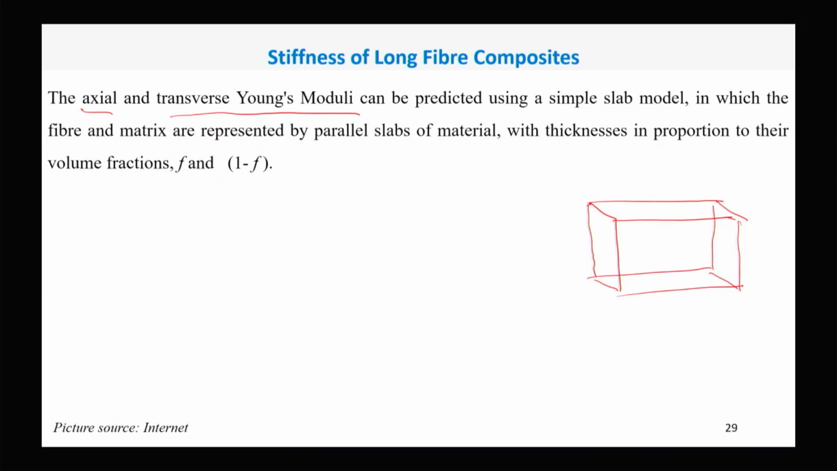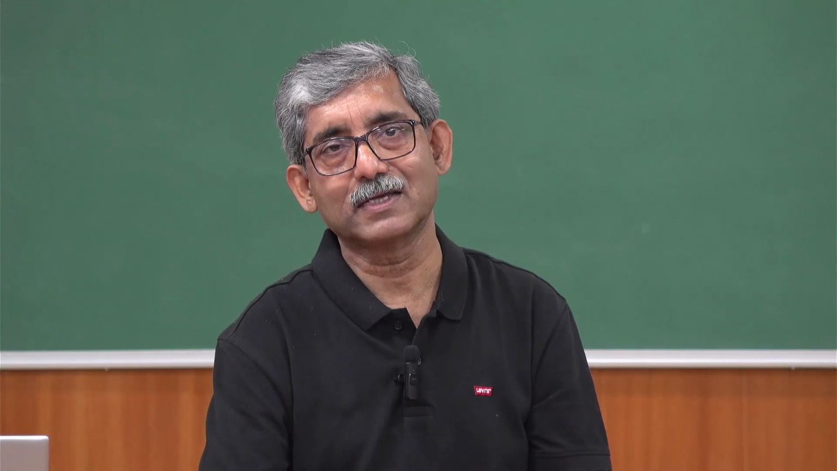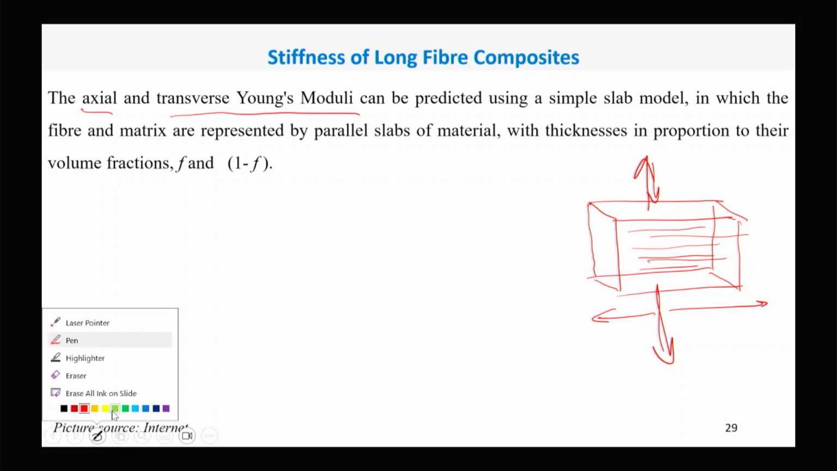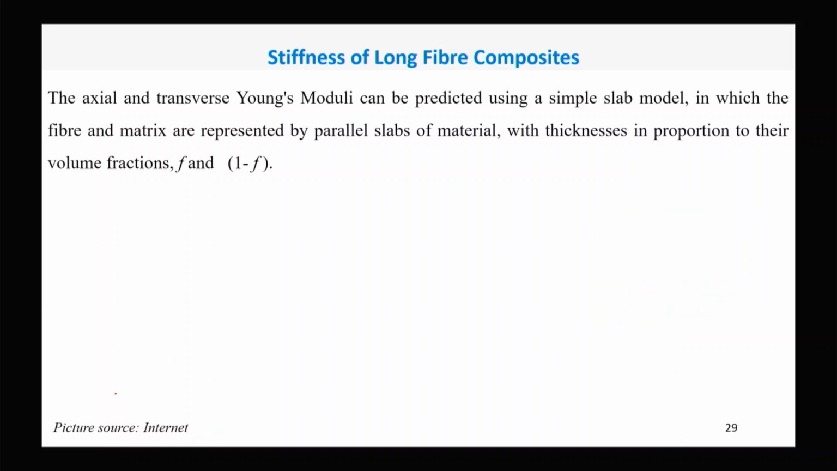This is a composite block and fibers are placed axially. When we apply stress along the fiber orientation direction, then we will call it axial loading. And when we apply load at right angle to the fiber orientation, then we will call it transverse loading. So we can predict this modulus by using a simple slab model.